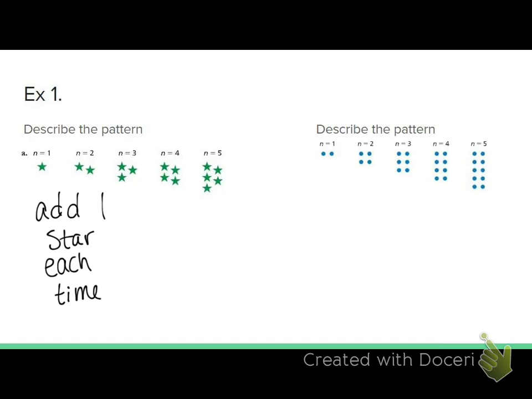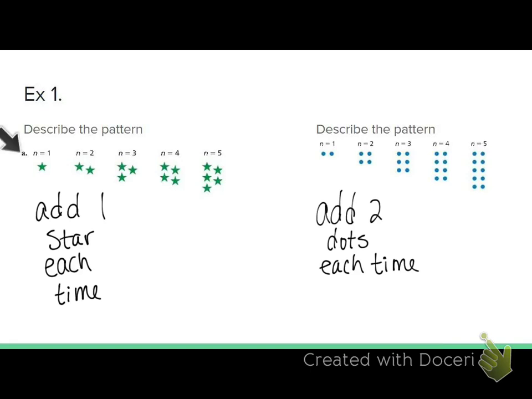What about the pattern on the second one? Annabelle, what do you think? Add 2 dots each time. Good, we add 2 dots each time. So our patterns that we're going to talk about today are going to involve something similar to this, where we're adding something every time.